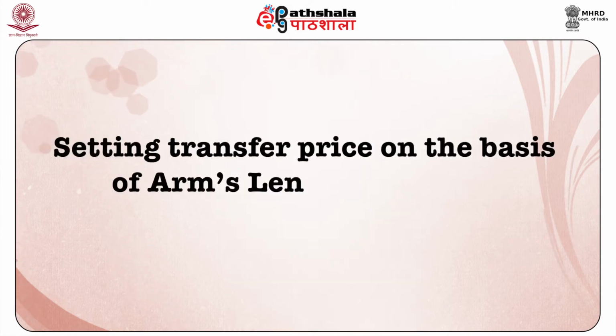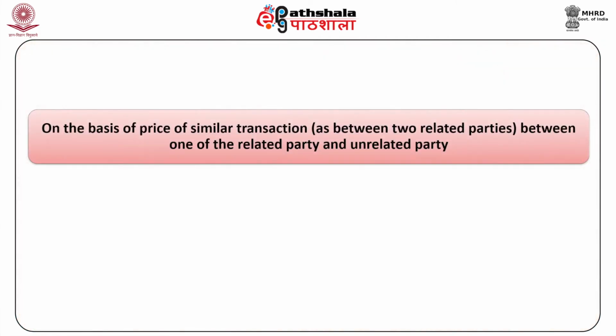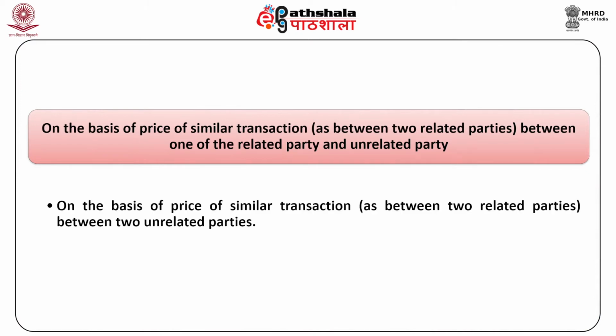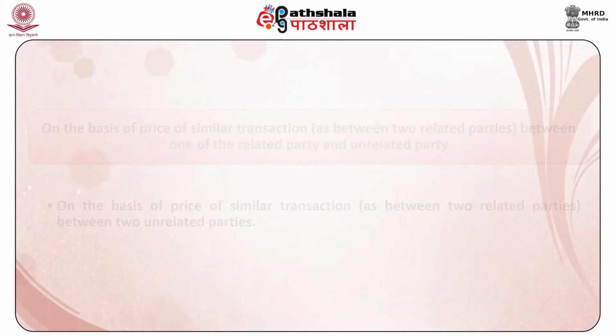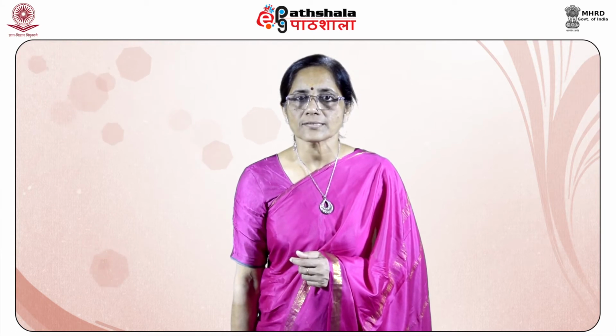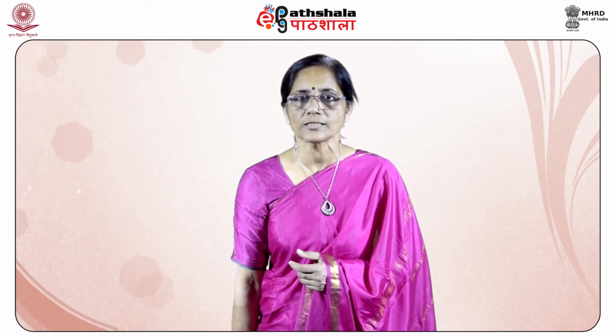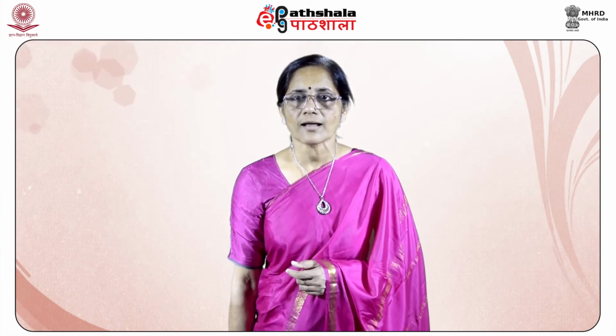Setting transfer price on the basis of arm's length principle: on the basis of the price of a similar transaction between one of the related parties and an unrelated party, or on the basis of the price of a similar transaction between two unrelated parties. Significance of arm's length principle. Arm's length price is the price which independent entities charge under uncontrolled conditions. It is used to prevent transfer pricing as a technique of tax avoidance.